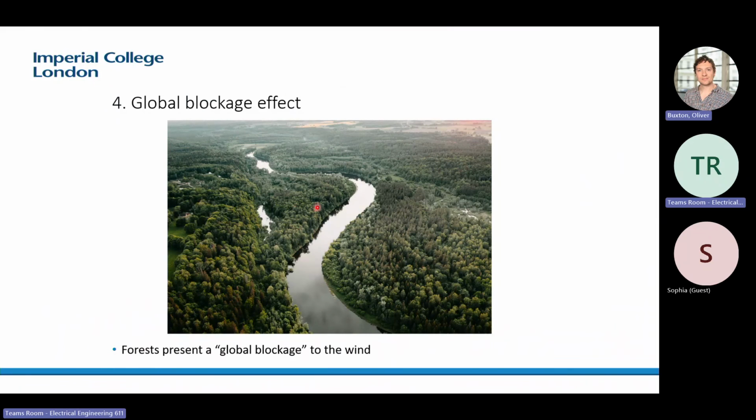And very finally, I'm going to just give two slides. The final thing we're going to be looking at is the global blockage effect. So if it's a very, very windy day, but I go into a forest, I don't expect to have my hat blown off. That's because, of course, the forest itself presents a global blockage to the wind, which might divert over or around the forest.